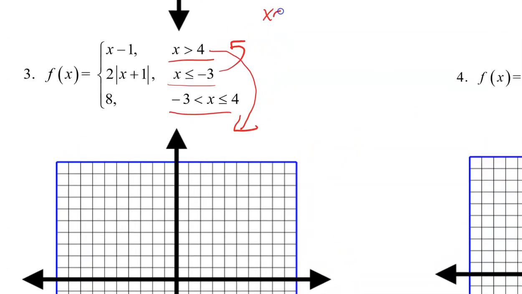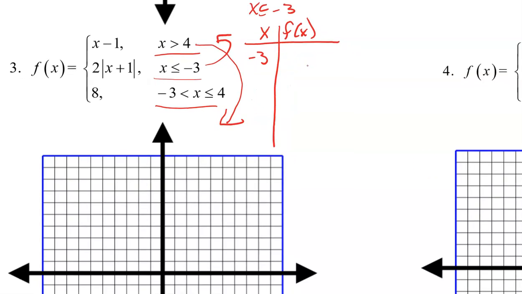So for x less than or equal to negative 3, we're going to start at our boundary condition, negative 3. We're going to put in negative 3 for x. So it's 2 times the absolute value of negative 3 plus 1. Negative 3 plus 1 is negative 2. Absolute value of negative 2 is positive 2. Times 2 is 4.